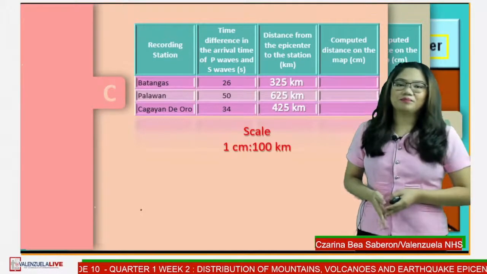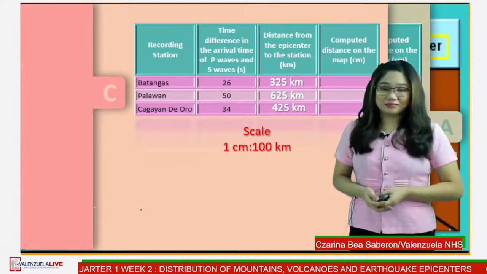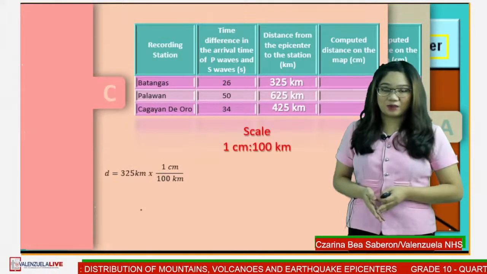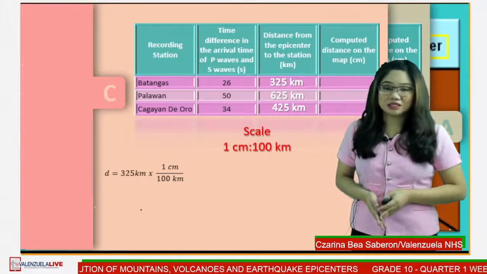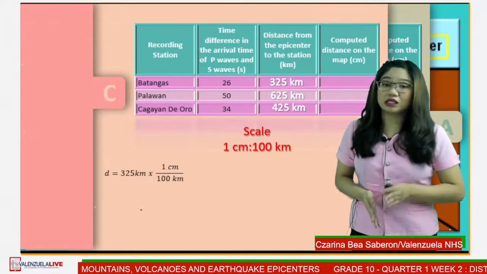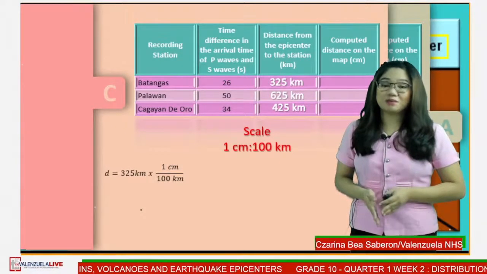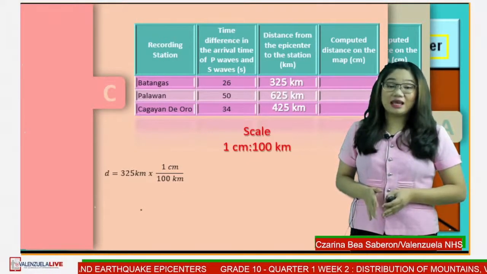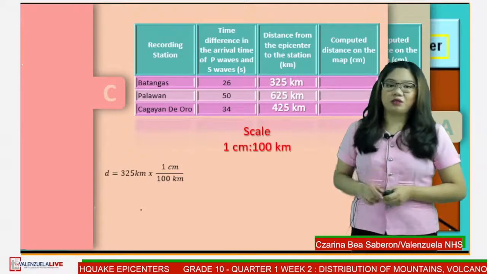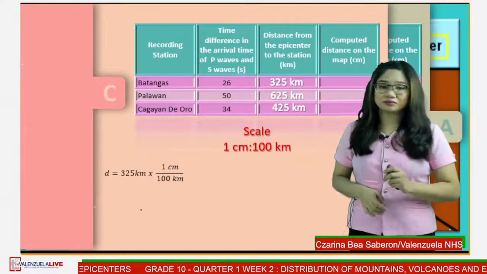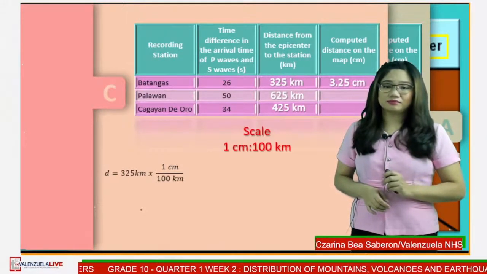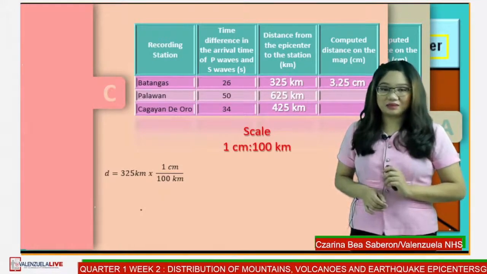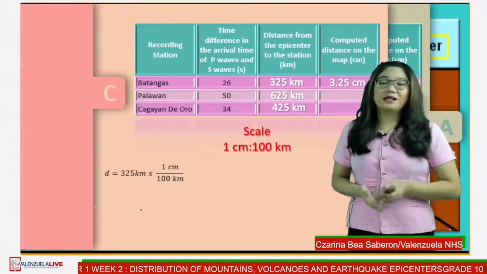All right. So for Batangas, the distance is equal to 325 kilometers times 1 centimeter over 100 kilometers. So that is just simply 325 kilometers divided by 100 kilometers, and then we cancel the km unit. And we get, all right, that is 3.25 centimeters.